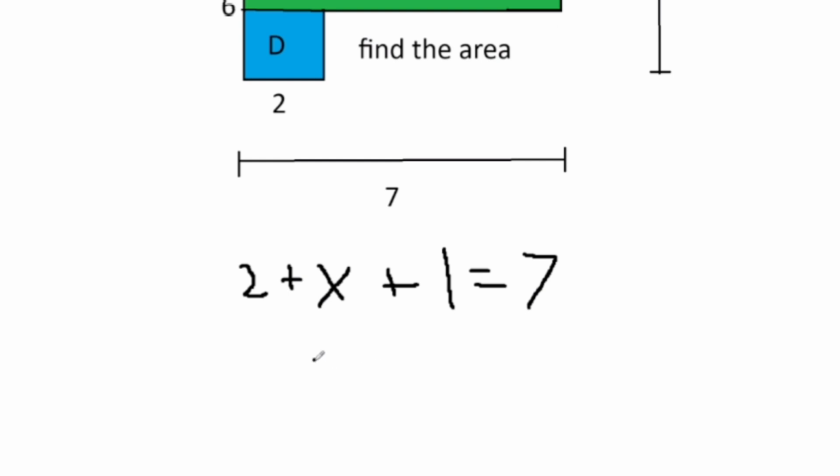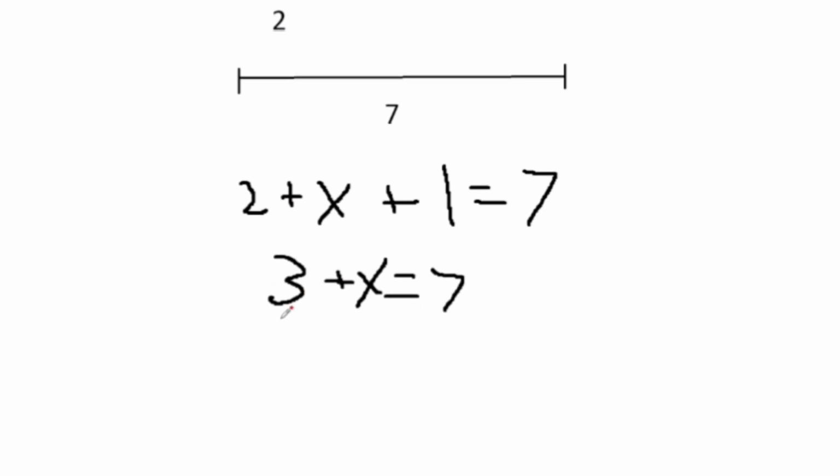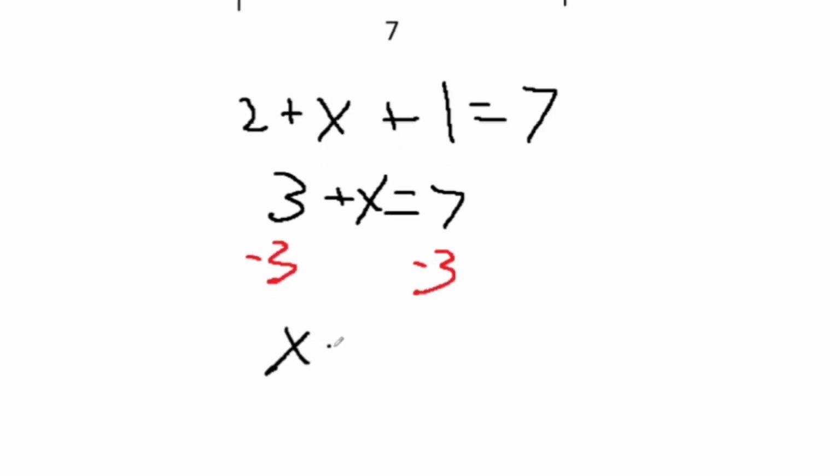Okay, let's simplify this a little bit. 2 plus 1 is 3. X can't be simplified. This is equal to 7. Let's subtract 3 from both sides. So we're left with x is equal to 4. Let's put a box around that and bring it back up to the top.